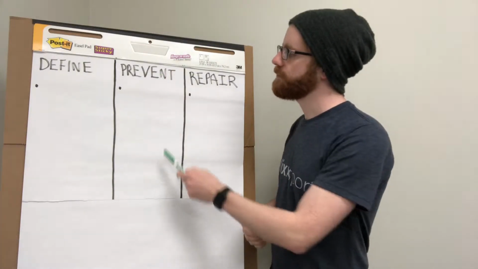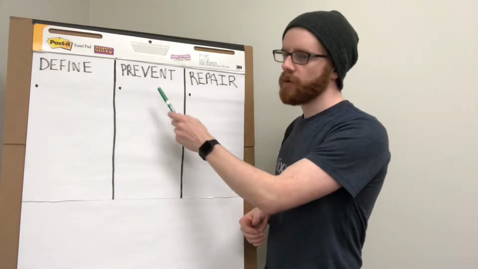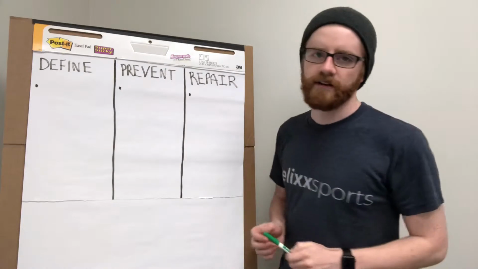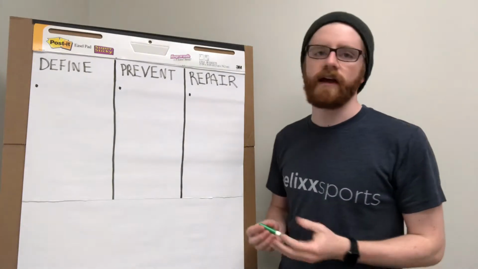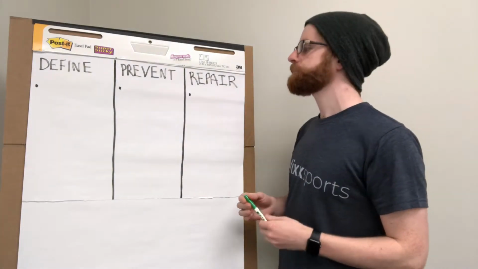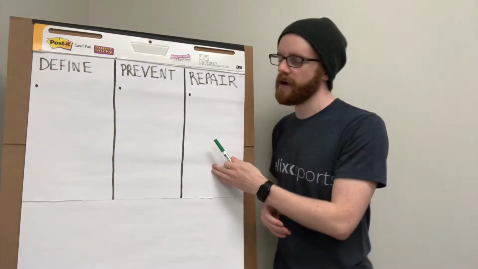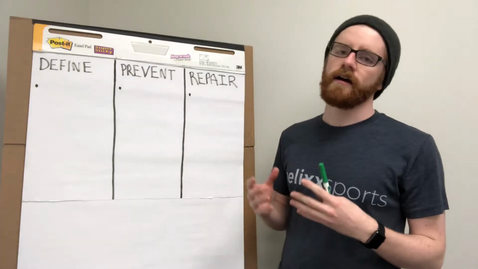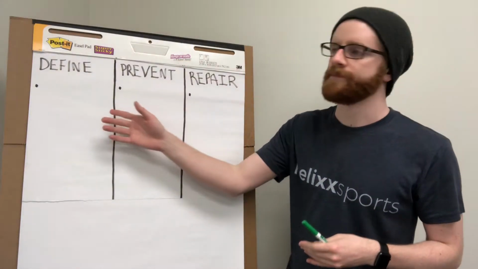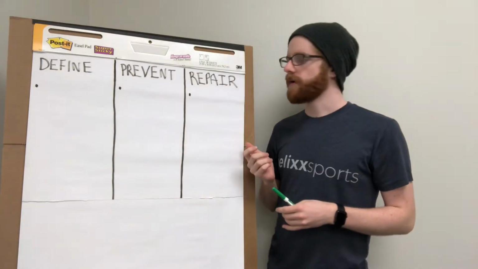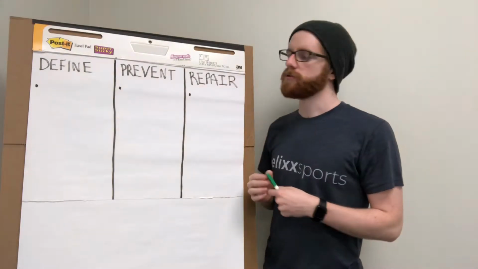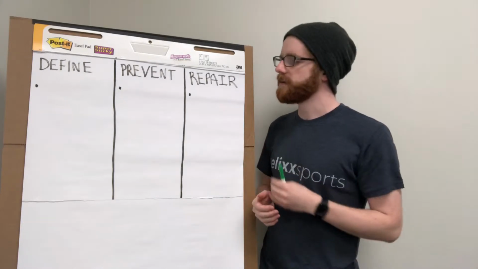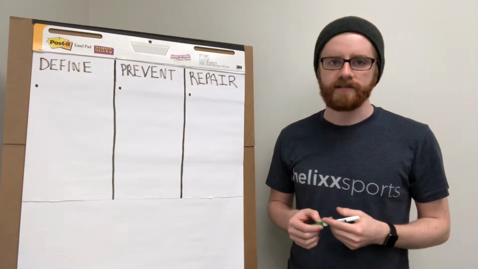In the second column is the small or big actions that we can take to prevent the worst case scenarios from happening, or at least to reduce the likelihood of them happening. And then in this third column, repair, this is the recovery phase. Assuming that the worst thing does happen, what are some steps or actions that we can take to reduce the effects of the worst case scenario or to mitigate some of the impact that it has on your life?